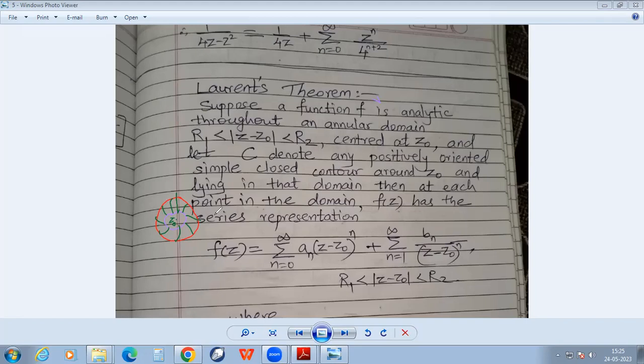Now, if C denotes a positively oriented simple closed contour around Z0 lying in that domain, then at each point in the domain, f of z has a series representation. And what is the series representation you see? I hope you can see it.